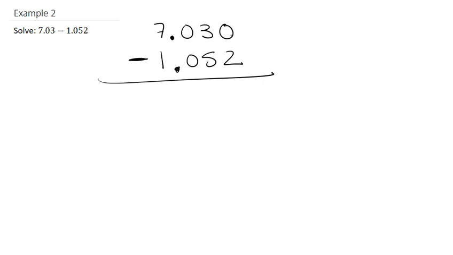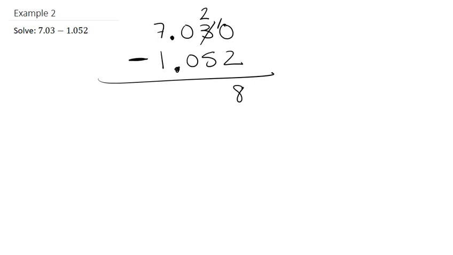Now we can start on the far right. Notice this is 0, so we can't do it. So we need to go ahead and borrow from the 3, make it a 2. And now that 0 becomes a 10. 10 minus 2 is 8. 2 minus 5 can't be done, so we're going to need to borrow.